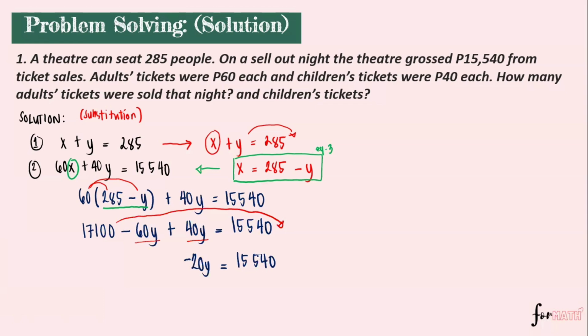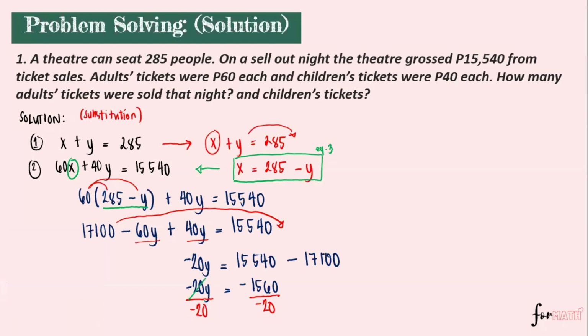And then, yung 17,100 ililipat sa kabilang side. So, magiging negative siya or minus 17,100. Okay? And then, tsaka i-combine din natin yan kasi pareho naman silang constant. So, negative 20y equals to negative 1,560. Okay, use your calculator to get the answer. Now, since we're looking for the value of y here, so we have to divide both sides by negative 20, para ang matitira na lang ay yung y natin.